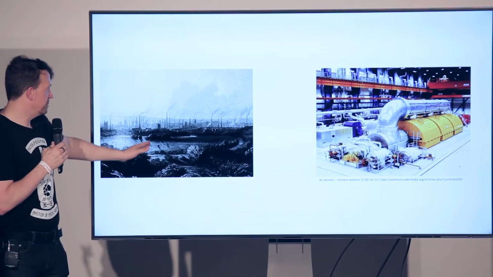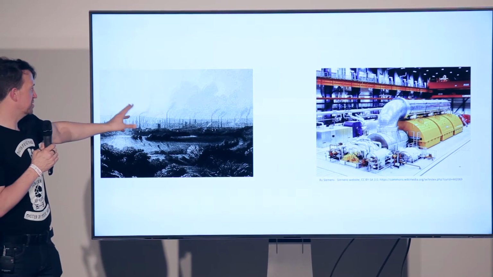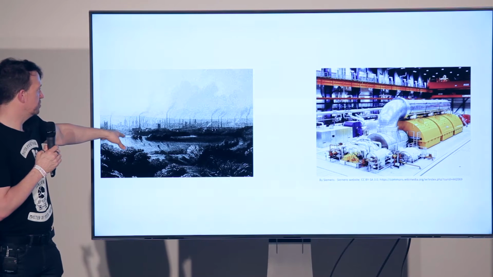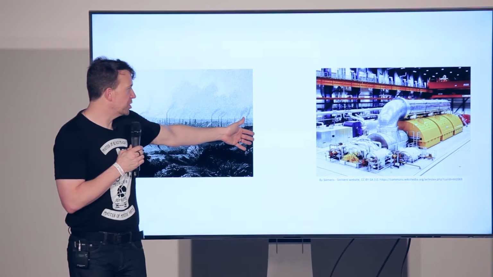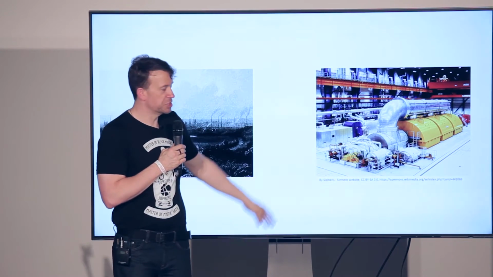So this, by the way, is Manchester. It's really fuzzy because of all sorts of resolution problems, but you can see all of the coal plants and such. This is a new modern turbo generator generating power.